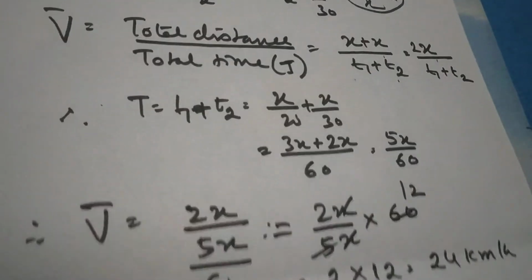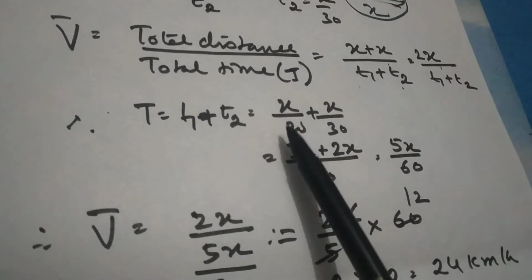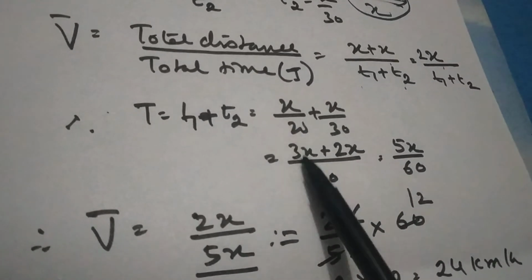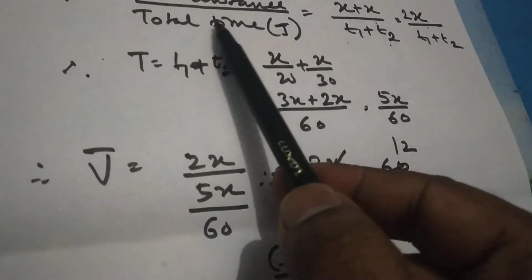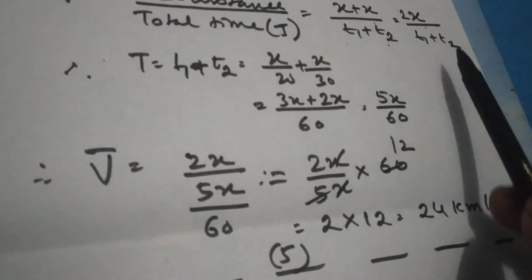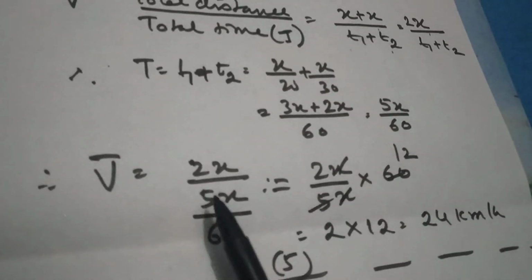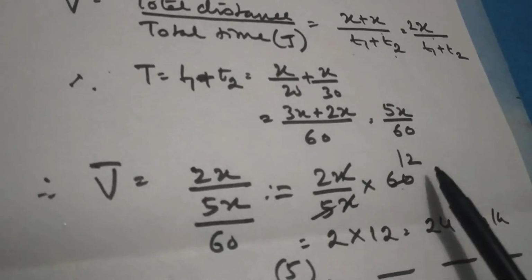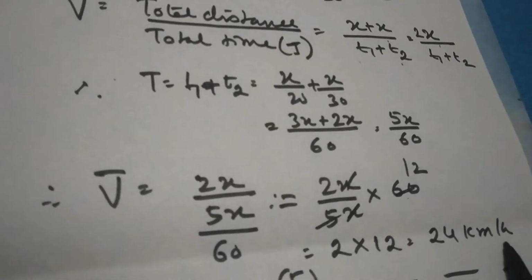So what we have done, we added the total time, t1 plus t2: x by 20 plus x by 30. What is the LCM? 60. 3x plus 2x, 5x by 60. Now you have to substitute this value in total time. Total distance we already have, 2x. Total time is 5x by 60. 60 goes up, x gets cancelled, 5 cancelling the 60 gives 12. So what is the answer? 24 km per hour.